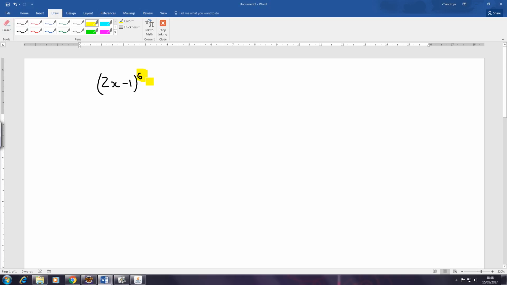Now, first of all, the power on the outside of the bracket is 6. So I'm going to go down to the 6th row in Pascal's triangle to work out the numbers that will end up being part of the coefficients. You could use the formula, so you've probably been taught the formula n choose r, which is equal to n factorial over r factorial times (n minus r) factorial. And that's fine, you can use that. I just find going to the 6th row in Pascal's triangle is quite quick.